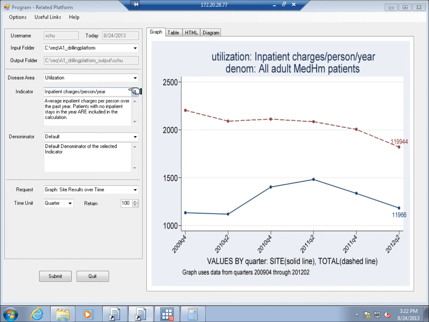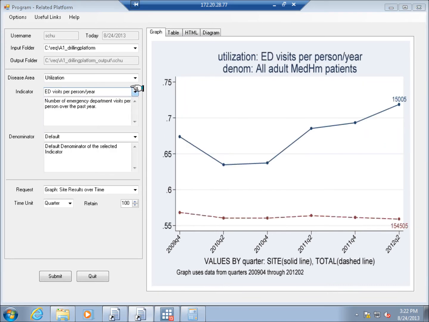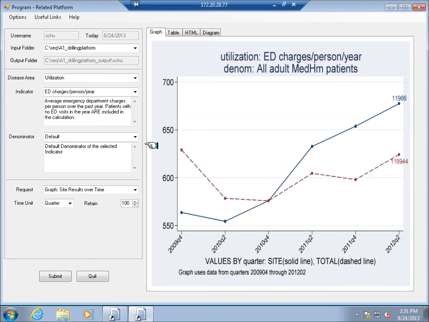Graphed charge levels are adjusted to be comparable across time, that is, adjusted for inflation. Annual emergency department visits per person also is available. The Lolly Kemp emergency department visit rate is somewhat higher than the rest of the system. Not surprisingly, the Lolly Kemp annual emergency department charges per person are higher than the rest of the system.